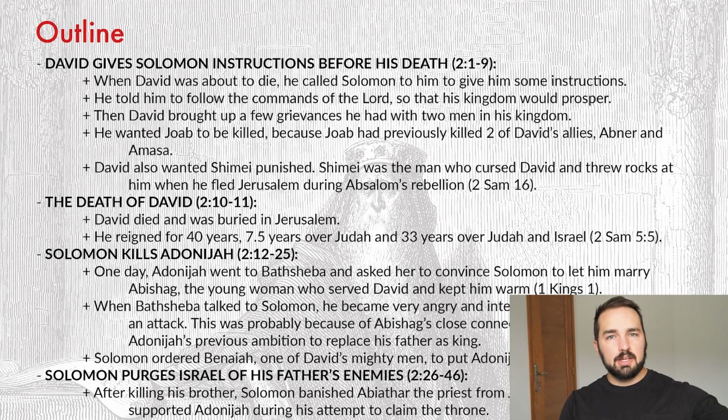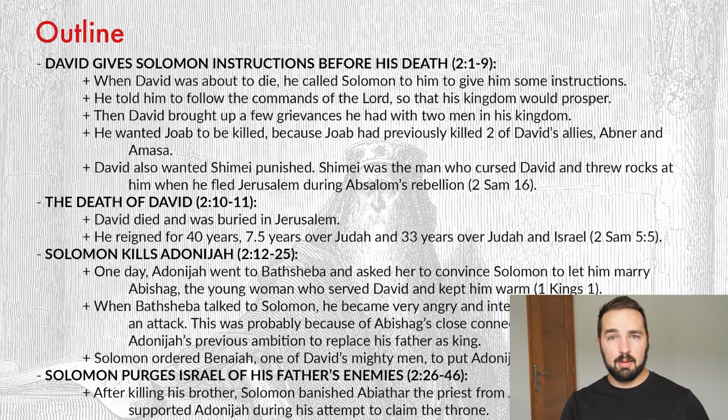So when David was about to die, he called Solomon to him to give him some instructions, and he told him that he needed to follow the commands of the Lord if he wanted the nation to prosper. Then David did something interesting. He brought up some grievances that he had with a few men in his kingdom, namely 2 of them. The first one was Joab.